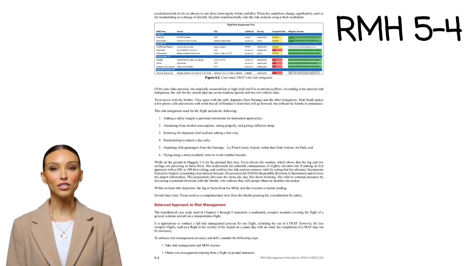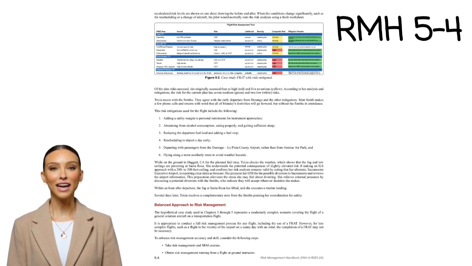The risk mitigations used for the flight include the following. 1. Adding a safety margin to personal minimums for instrument approaches. 2. Abstaining from alcohol consumption, eating properly, and getting sufficient sleep. 3. Reducing the departure fuel load and adding a fuel stop. 4. Rescheduling to depart a day early. 5. Departing with passengers from the Durango, La Plata County Airport, rather than from Animas Air Park. And 6. Flying along a more southerly route to avoid weather hazards.